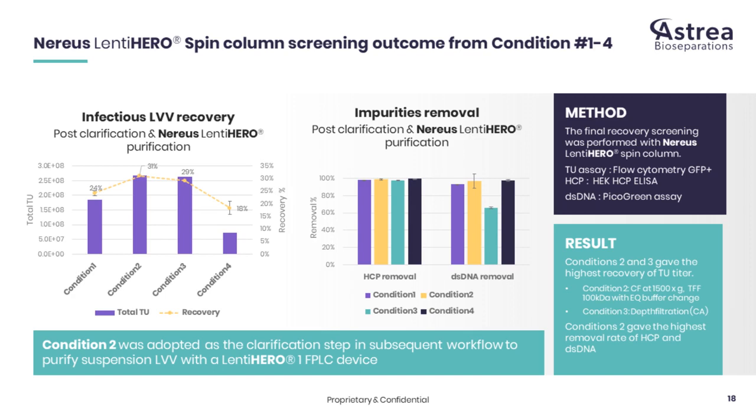Then the clarified feed went through the final recovery screening by Lentihero spin column. As shown in the graph on the left, conditions 2 and 3 showed similar recovery, around 30% for infectious viral particles. As for the impurity level, condition 2 showed more than 95% removal for both HCP and double-stranded DNA, while condition 3 showed less removal of double-stranded DNA. Thus, condition 2 was adopted as the clarification for suspension feed prior to Lentihero purification.